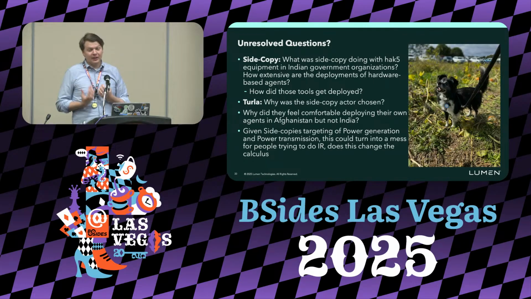The other big question that I don't think we're ever really going to get an answer to was, why were they so comfortable deploying their own malware families and their own tool sets in places like the Afghanistan government, but they seemingly chose not to do that for places like India or Jordan or Iran or some of these other networks where we actually know that the SiteCopy actor had access, but we didn't see anything from the actual Turla side of things.